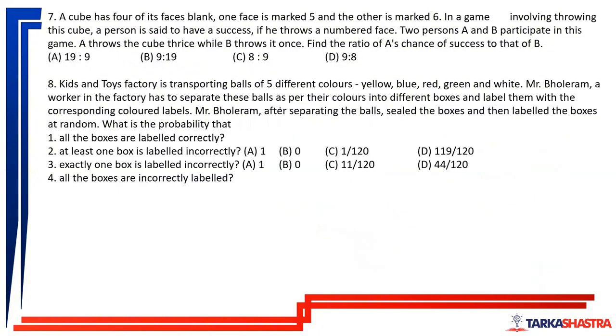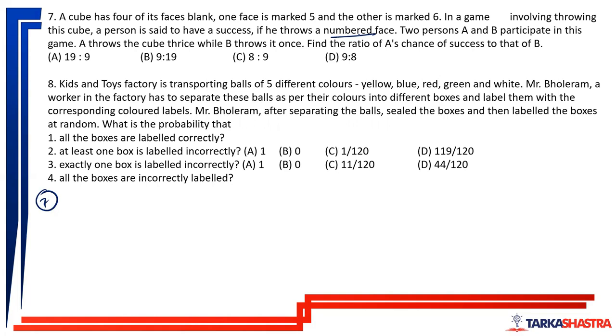Moving forward to the seventh question. A cube has 4 of its faces blank. One face is marked 5 and the other is marked 6. In a game involving throwing this cube, a person is said to have a success if he throws a numbered face. And if he throws a numbered face, then he has got the success. This is what we understand.